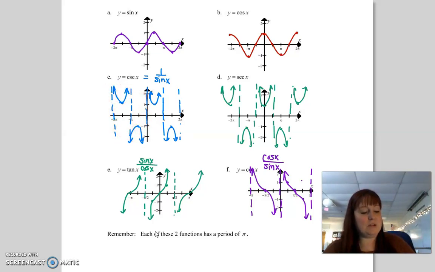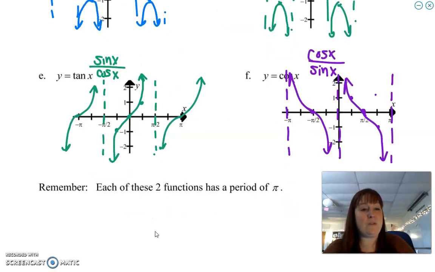Now the interesting thing about tangent and cotangent is they only have a period of pi. It only takes pi to get through one, right? Because this repeats again over and over, and this goes from negative pi over 2 to pi over 2, which is just 1 pi, okay?